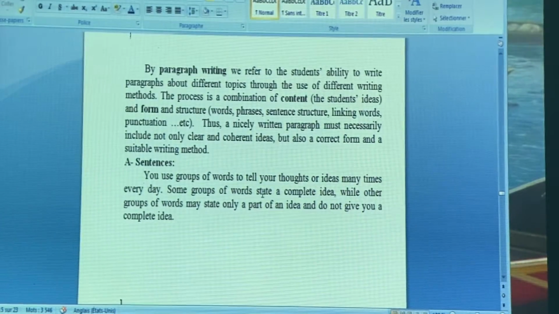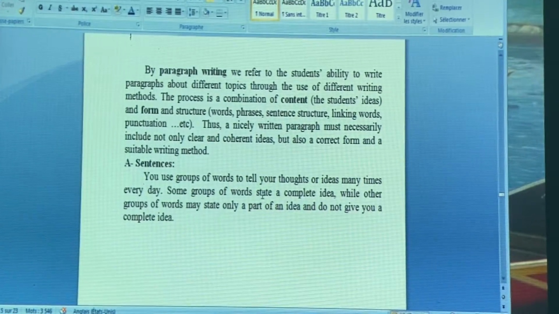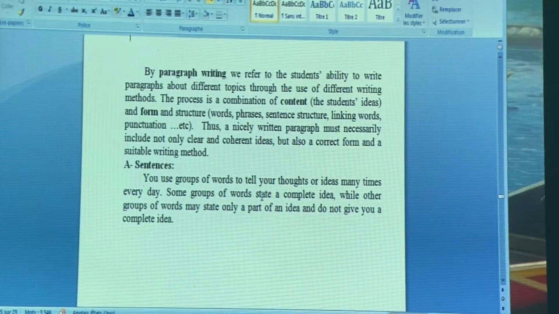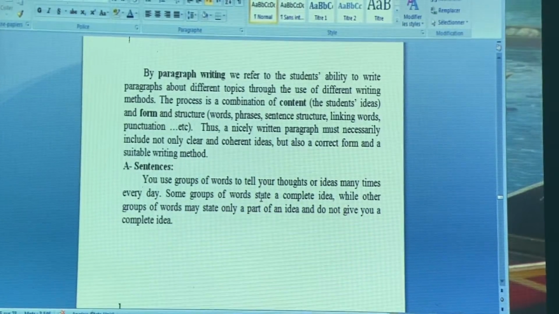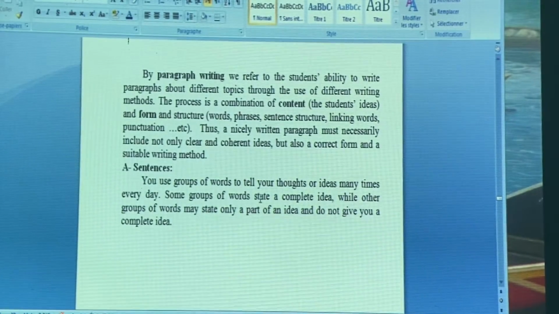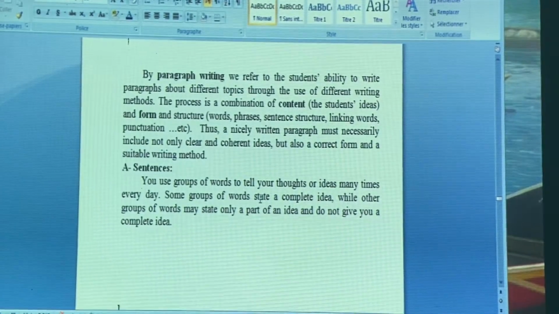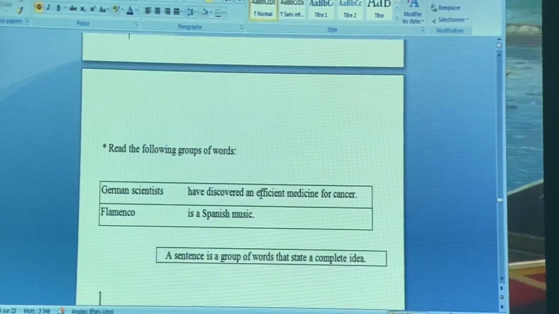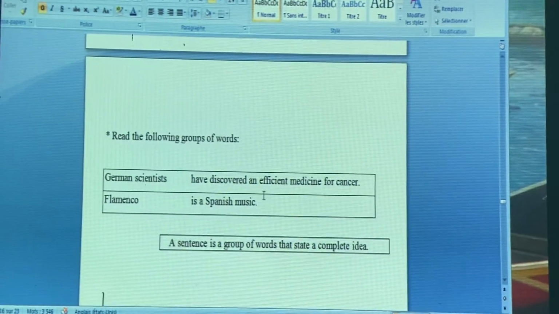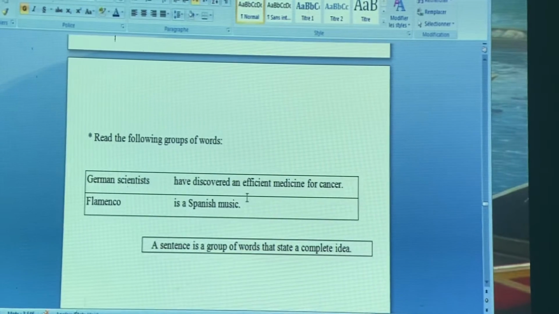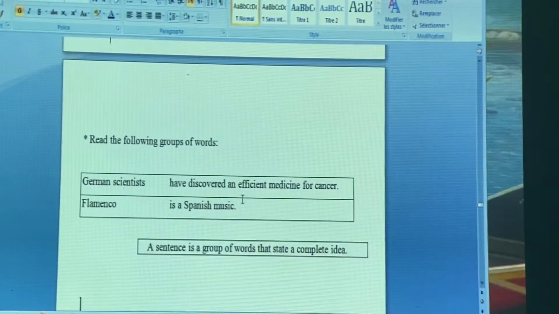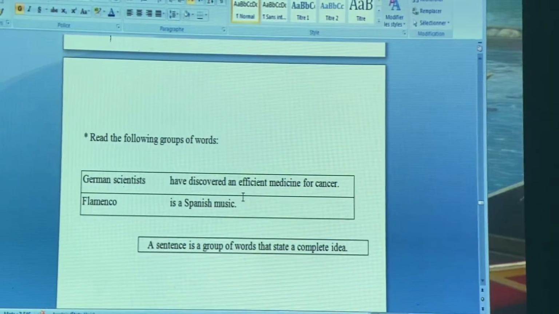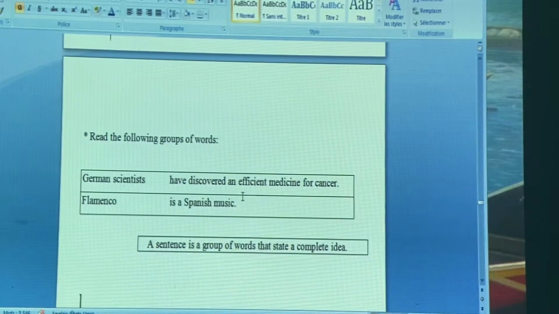A sentence. What is a sentence? You use groups of words to tell your thoughts or ideas many times every day. Some groups of words state a complete idea, while other groups of words may state only a part of an idea and do not give you a complete idea. Right? So follow with me to understand what is meant by this. Now look at these groups of words. German scientists have discovered an efficient medicine for cancer. Flamenco is a Spanish music. A sentence is a group of words that state a complete idea.